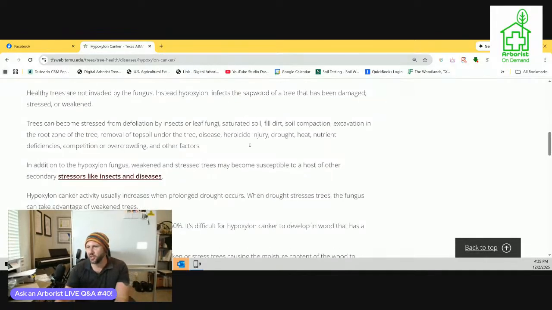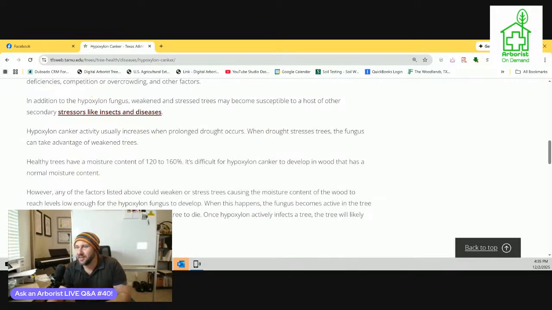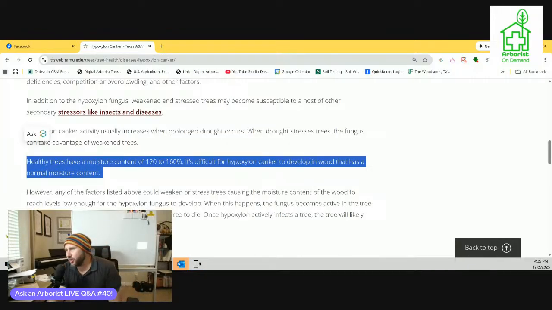But it's really important to know these things because here, this is fun. Healthy trees have a moisture content of 120 to 160%. It's difficult for hypoxylon canker to develop in wood that has a normal moisture content. So that's why I say most of the time your hypoxylon is going to get in a tree that is drought stressed. So anyways, I wanted to go over that because it's so important.